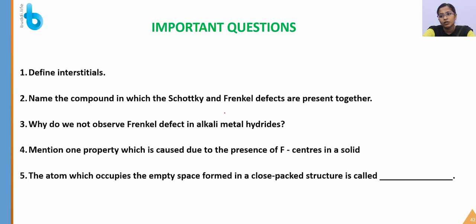And name the compound in which the Schottky and Frenkel defects are present together. So the answer for this one is AgBr. AgBr is the only compound which shows both Schottky and Frenkel defect.